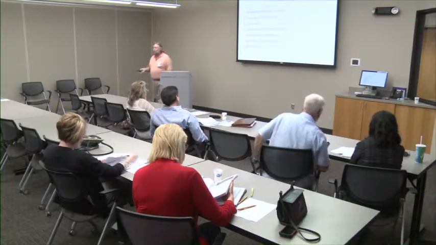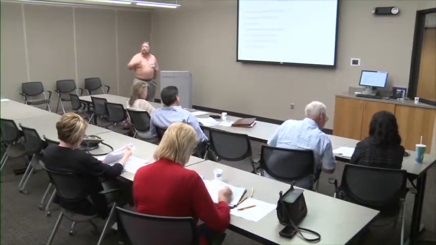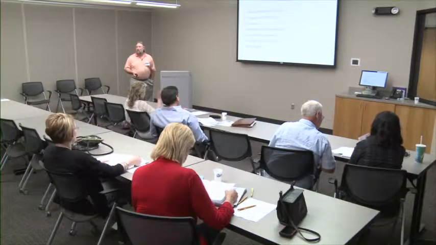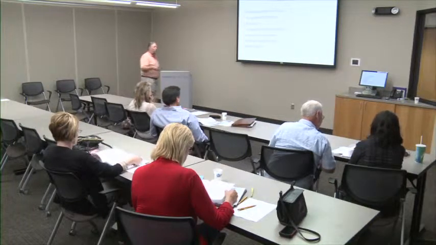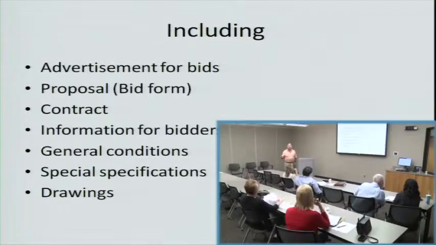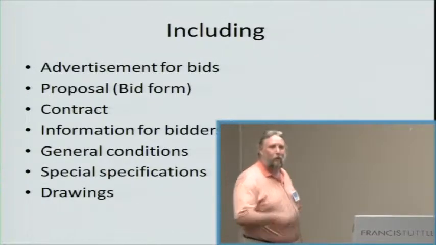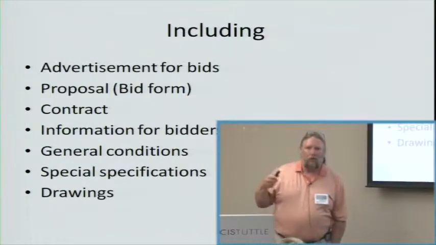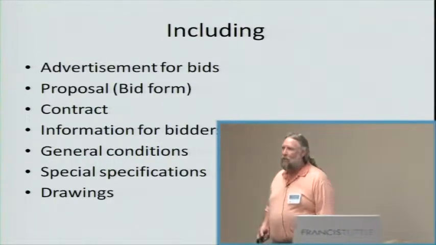Usually there's an advertisement for bid, so it tells you who actually can bid the job, what qualifications you have to bid the job. The proposal or the bid form, what format you have to put it in. Is it a lump sum bid? Is it a unit price bid? What are the various items that you're going to be doing? The contract spells out you the party of the first part, me the party of the second part, is going to do this. It spells out everything you need to. It gives you information for the bidders, tells you what you need to do, what alternatives may be involved.